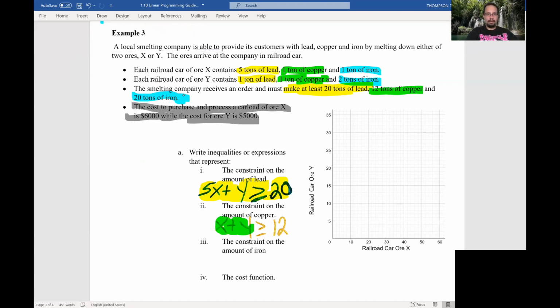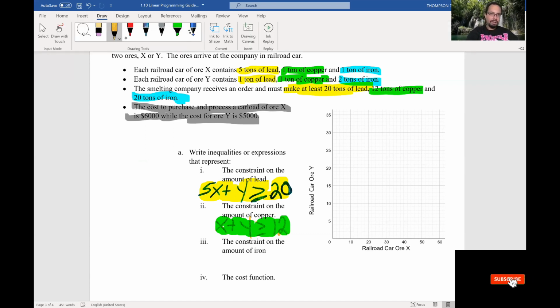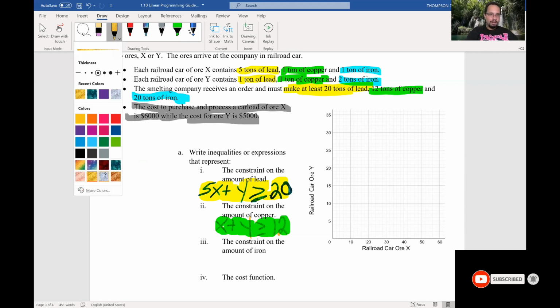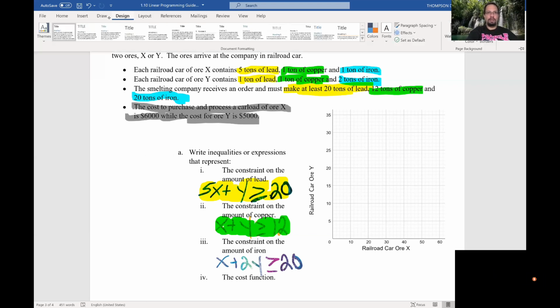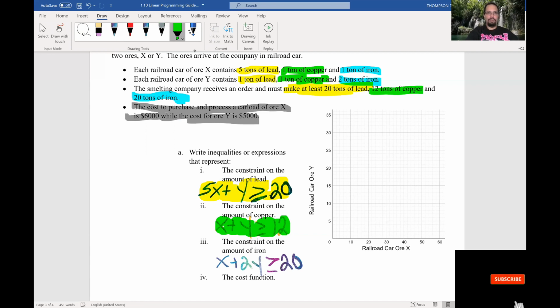And we'll highlight that in green. And then we have our iron, 1 ton of iron in X and 2 tons in Y. Let's pick a different color. Let's go with galaxy. So we have X plus 2Y is greater than or equal to 20. And we'll highlight this in blue to match how we highlighted it in the first part of the problem.